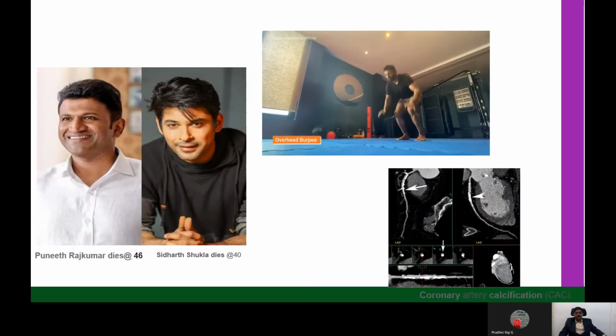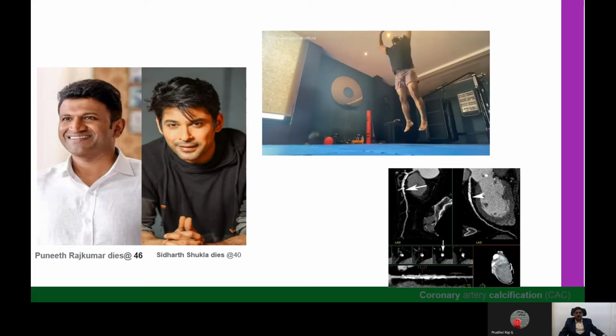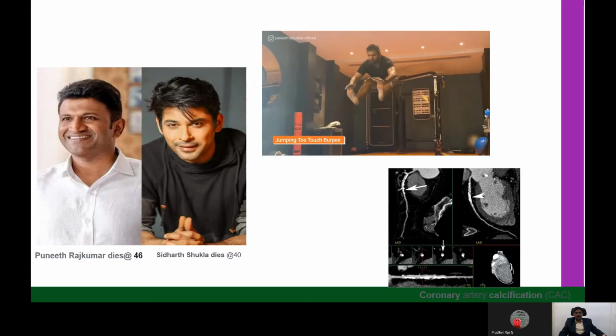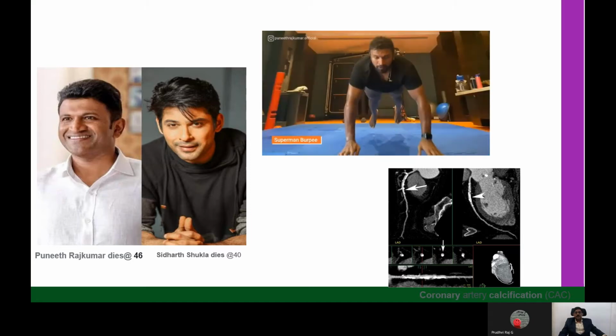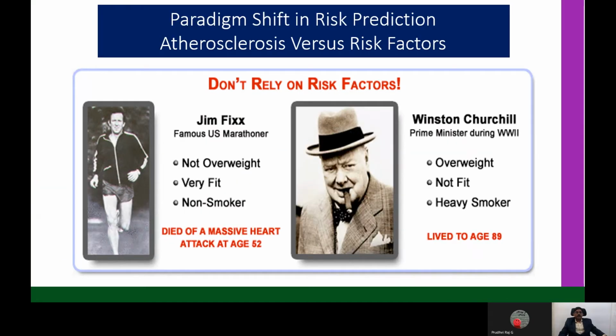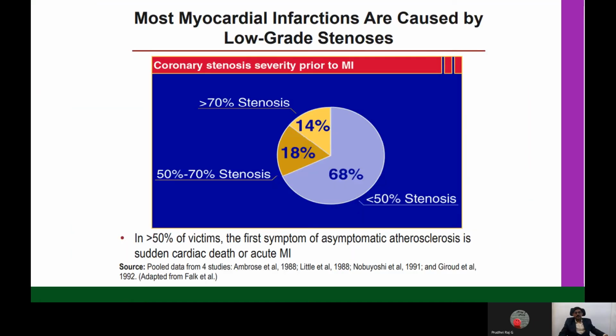And it is very surprising how a person who was in the gym yesterday suddenly dies early in the morning with chest discomfort of 10 minutes duration before reaching his cardiologist. This is not new to us. In fact, in 1984, Jim Fixx, who was a famous marathoner, died, and he was found to have critical multivessel disease, and he was asymptomatic.